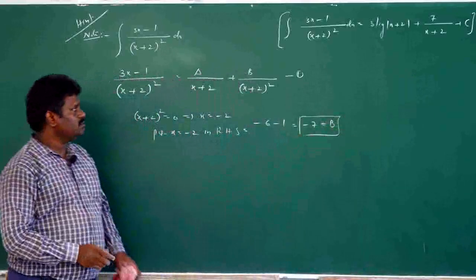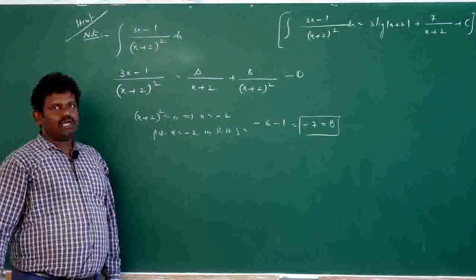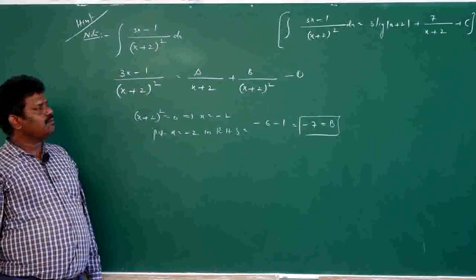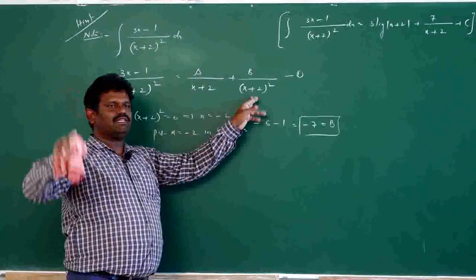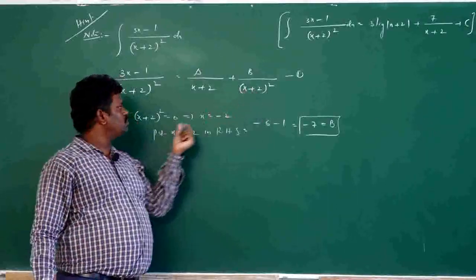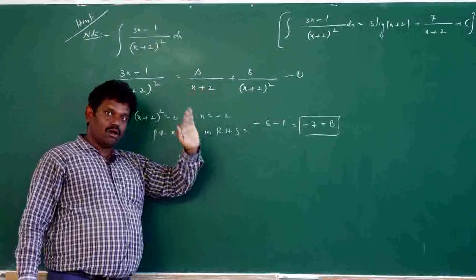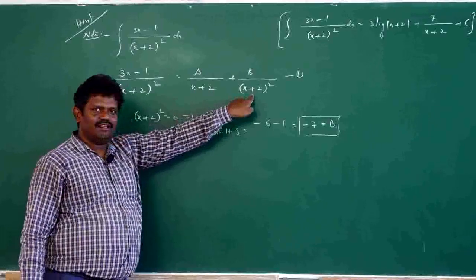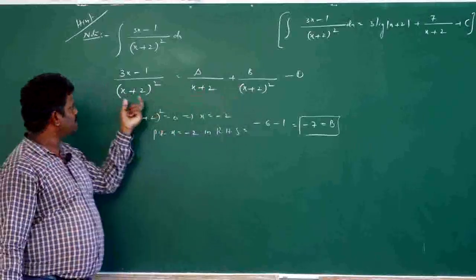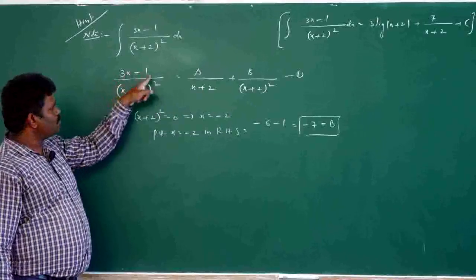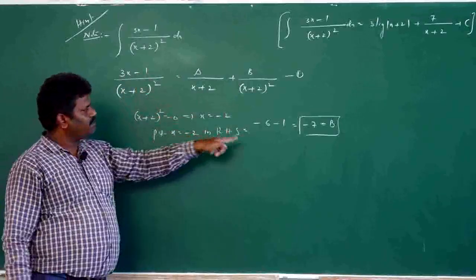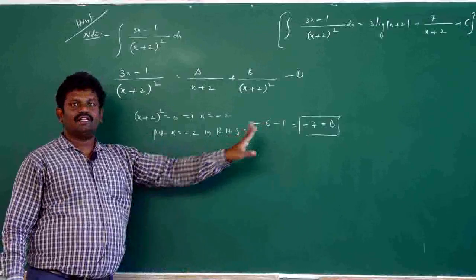Here, when only a repeated factor is given, this is how to find the a and b values by the shortcut: take the factor with the highest power, (x + 2)^2 = 0, so x = -2. Substitute this value in the RHS, except that factor. So -7 by (-6 - 1)/(-1), that is equal to -7, that is the b value.